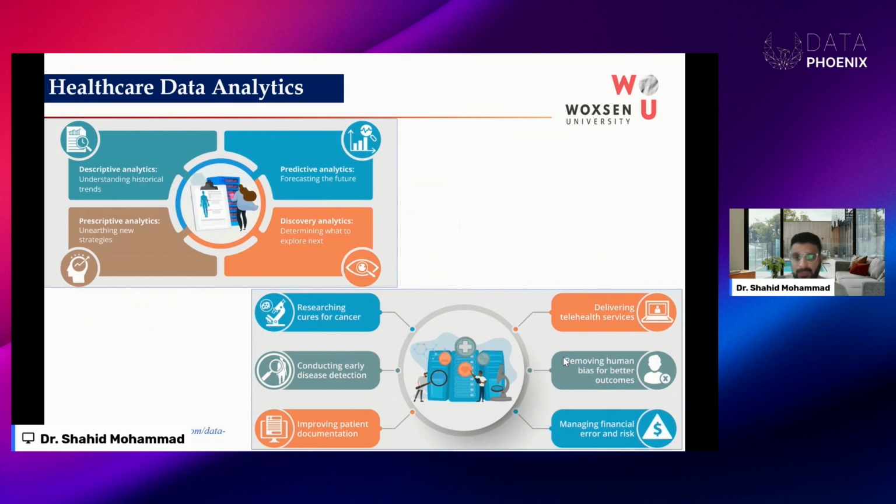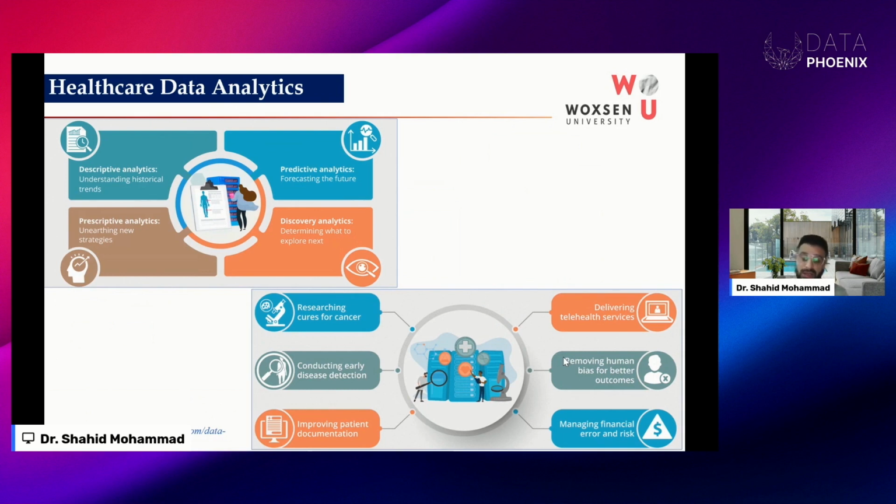So based on these tools and this analysis, we can provide these kinds of services in healthcare industries. We can research cures for cancer. We can conduct early detection of diseases. We can improve patient documentation. We can make smart electronic health records as well. With the help of these types of analytics, we can deliver very good telehealth services. Patients can sit at their homes, and we can provide better service to the patients as well. We can even remove human biases for better outcomes.